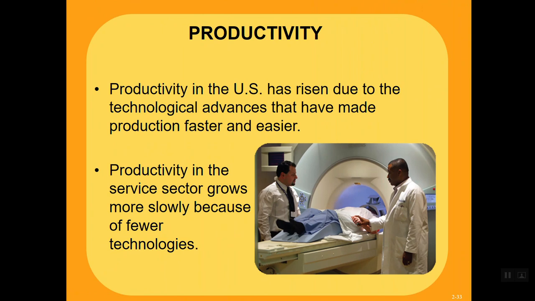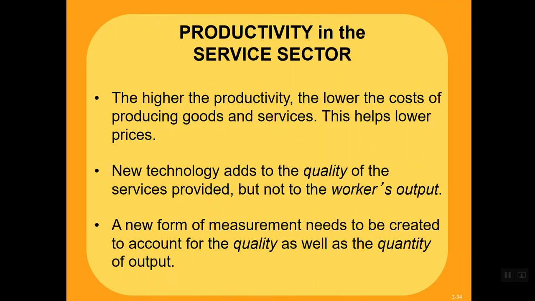Productivity in the United States has risen due to the technological advances that have made production faster and easier. Technology obviously has an impact on improving productivity because we can do things and produce things more efficiently and effectively. Productivity in the service sector is less impacted by technology than producing goods. The higher the productivity, the lower the cost of producing goods and services, so that helps to lower prices because they're operating more efficiently. New technology does add to the quality of services provided, but not to the workers' output in a service industry.